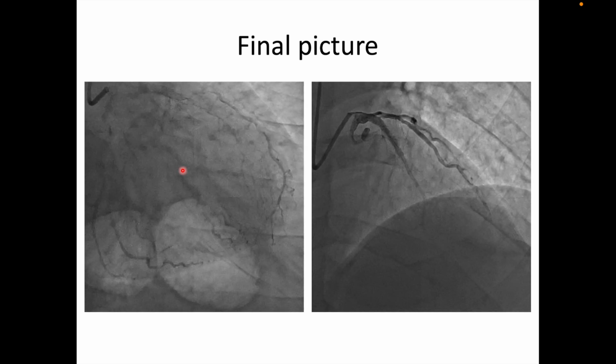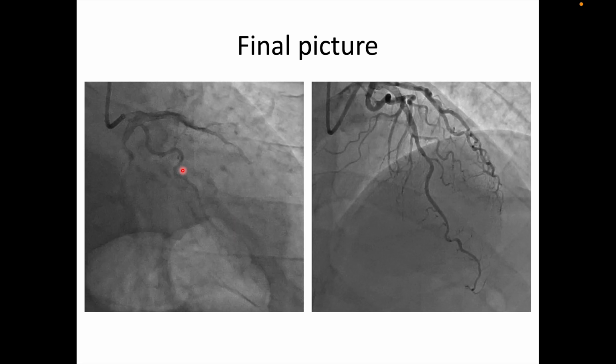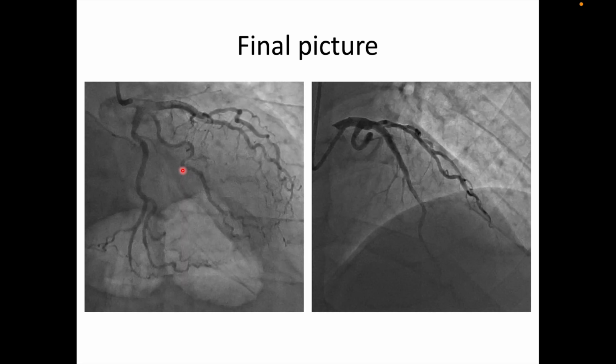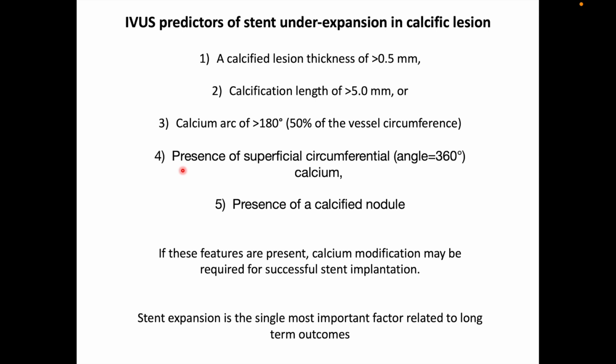And if I had not done IVUS, I would have missed the mid-LAD lesion, and that would have been a problem later on. So, IVUS predictors of stent under-expansion in calcific lesions. Which calcific lesions should you be prepared for, where your stent may be under-expanded and you need to treat those calcific lesions before you put in a stent? You need to prepare them well, either with rotablation, cutting balloon, whatever you feel appropriate.